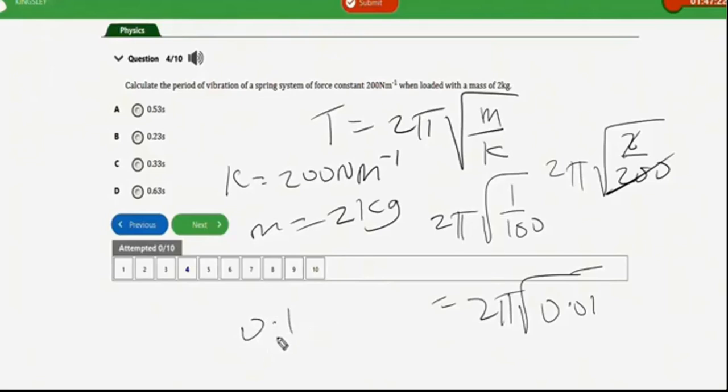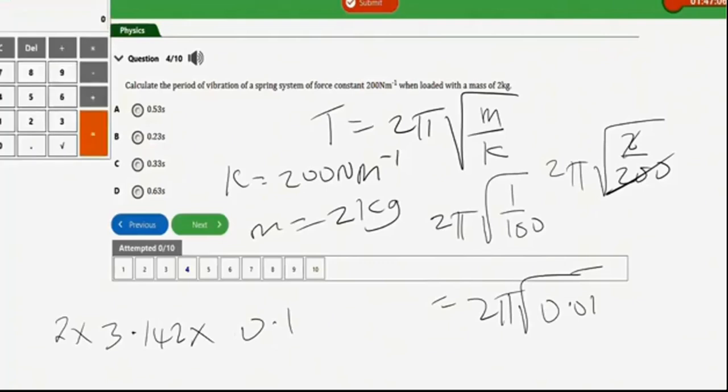What we now do will be 2 times, remember our pi is 22 over 7, which is the same thing as 3.142, times 0.1. So let's bring a calculator and punch everything together and see what it's going to give us. So we have 2 times 3.142, times 0.1. So we have the output to be 0.6284. So if we are approximating to 2 decimal places, it will be 0.63.